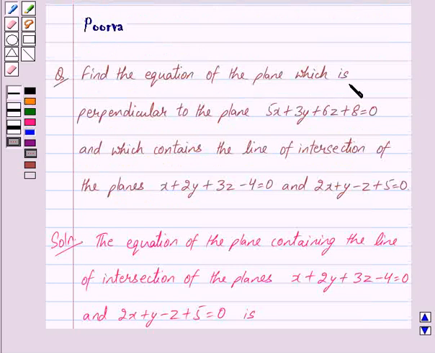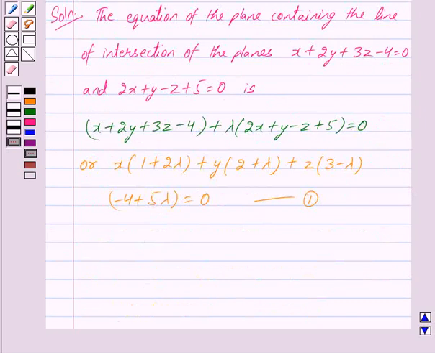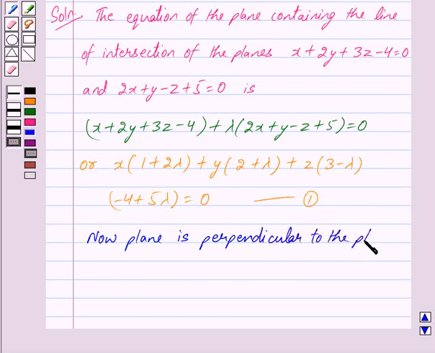Now we have to find the equation of the plane which is perpendicular to the plane 5x + 3y + 6z + 8 = 0 and which contains the line of intersection of the planes x + 2y + 3z - 4 = 0 and 2x + y - z + 5 = 0. The equation of the plane containing the line of intersection of these two planes is this. And we also have that this plane is perpendicular to the plane 5x + 3y + 6z + 8 = 0.